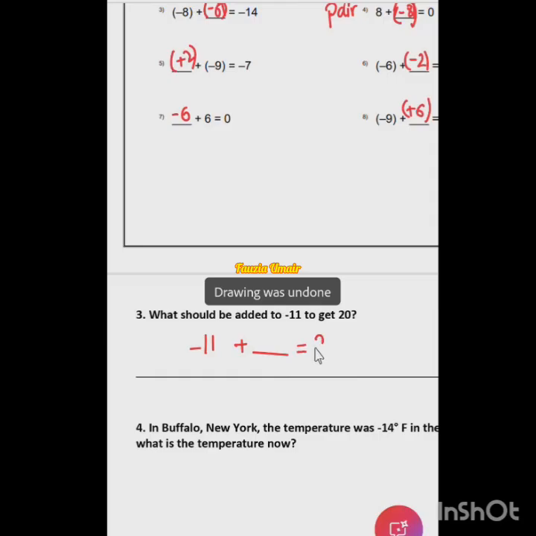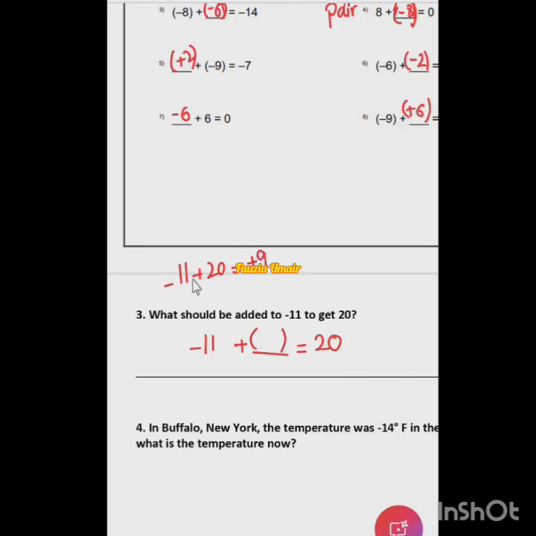Actually, the answer is plus 20. Yes, ma'am. -11 but plus 20. So in the blank, 20 will come. If I write 20, this will be -11 plus 20. So what would be the answer? -11 plus 20. It would be plus 9.